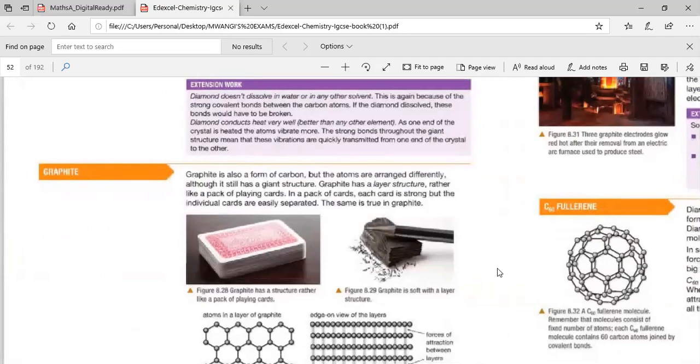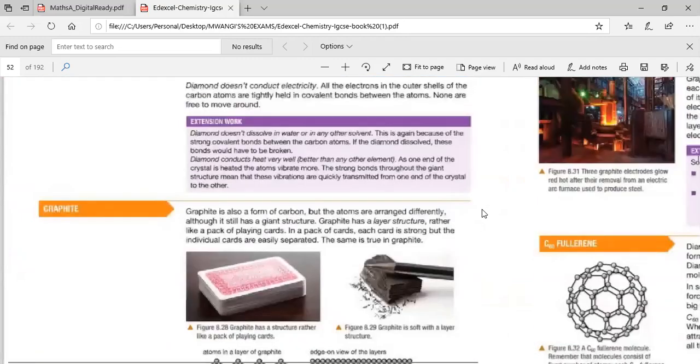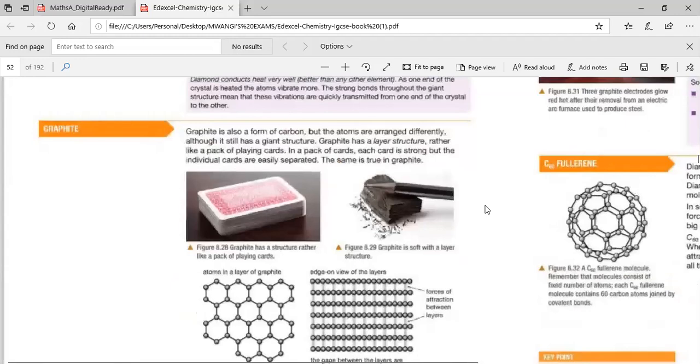giant structure. Now, remember in diamond, the arrangement of carbon is in a tetrahedral structure. They are forming a 3D structure, where each atom is attracted to other atoms, and this structure continues on and on. But graphite, which is also a form of carbon, has the atoms arranged differently from diamond, but we say they are still a giant structure.